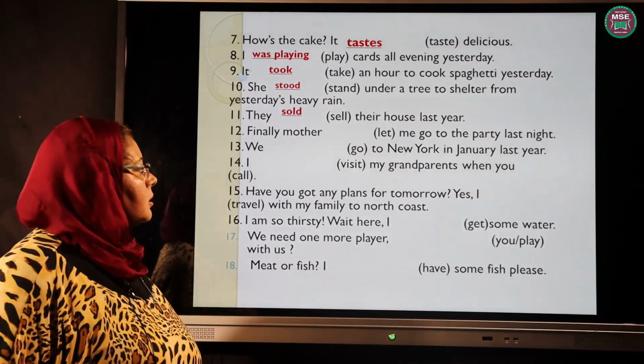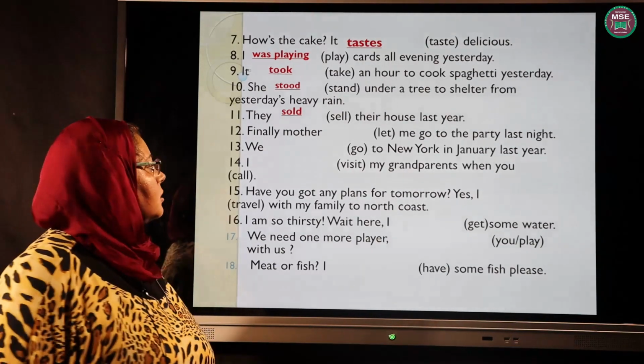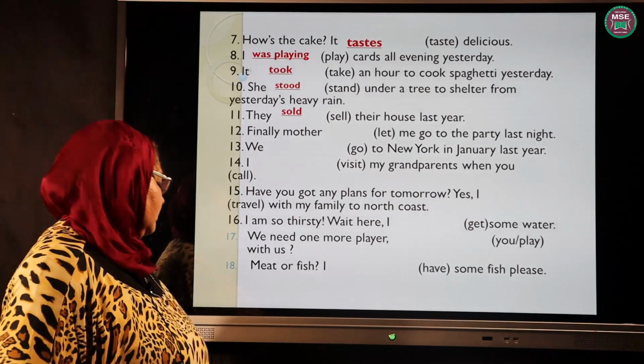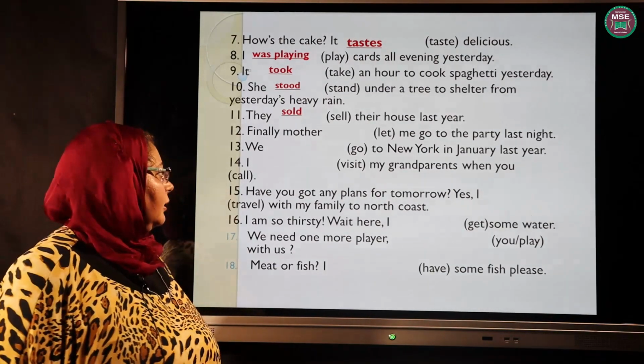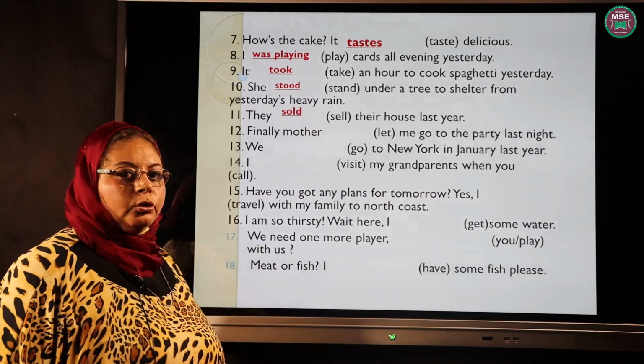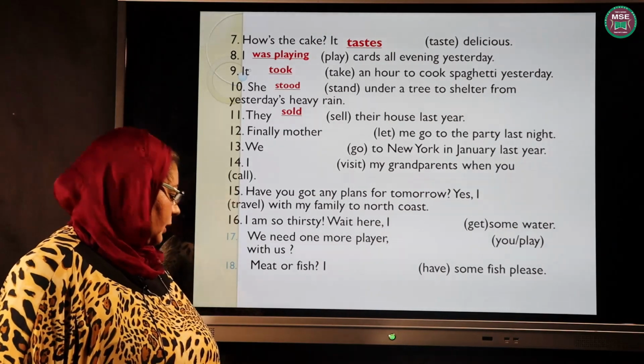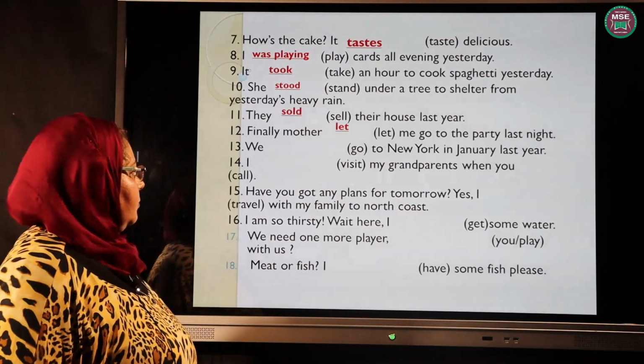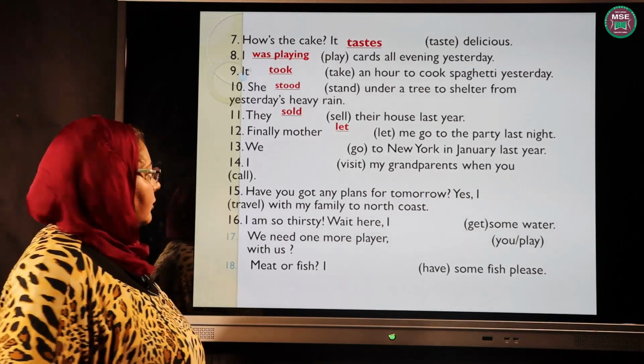Finally, mother let me go to the party last night. Where is the keyword? Last night. Okay. Look at let. Is it a regular verb or an irregular verb? It's an irregular verb and stays as it is. Let me go also. So let.